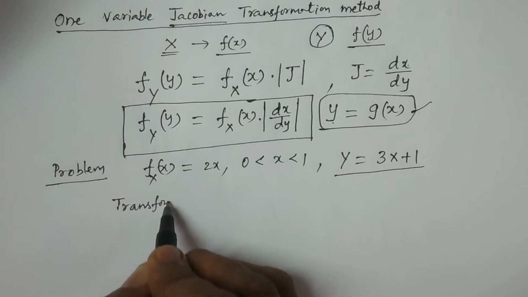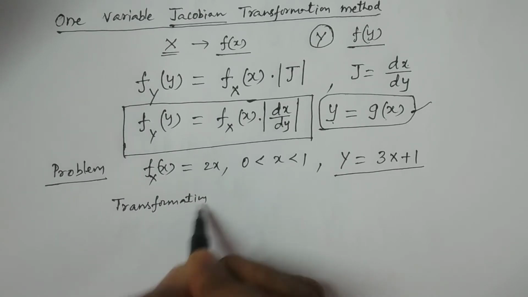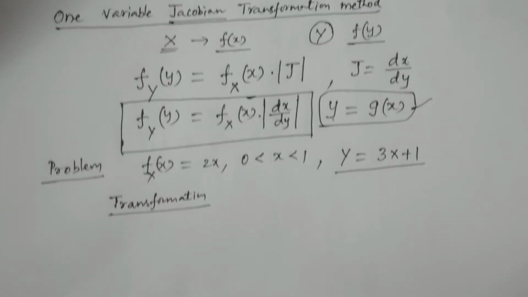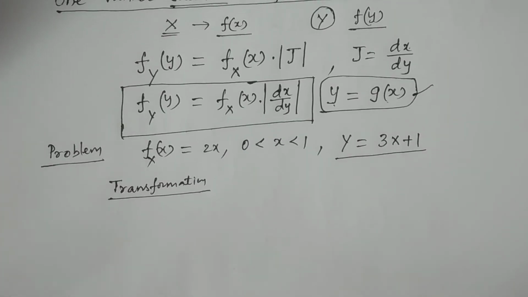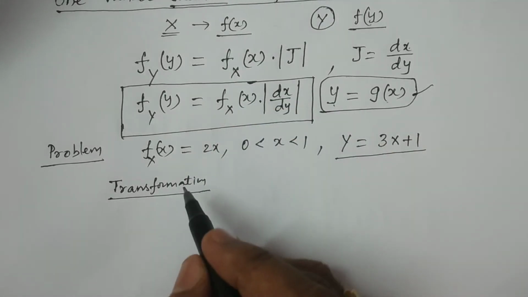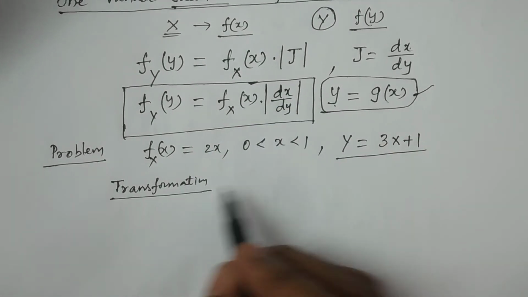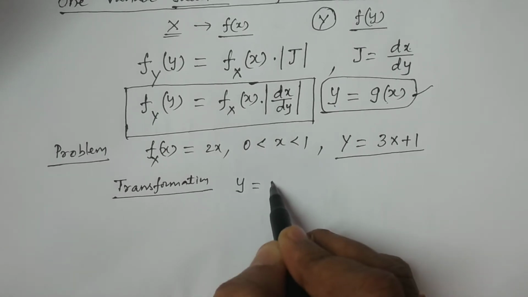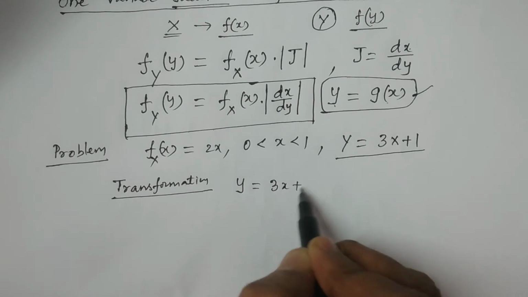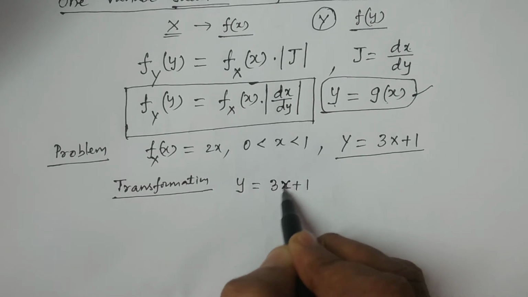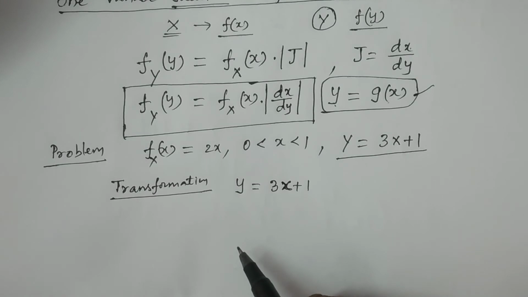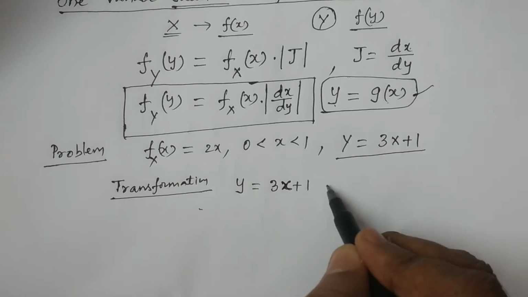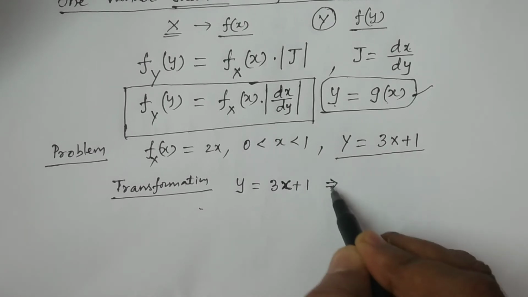First of all, transformation. What is transformation? I did not explain it in the method; it will be very clear with this problem. You consider the relation y equals 3x plus 1. I am considering the small letters, that is, the values of the variables. First, I calculate x in terms of y.